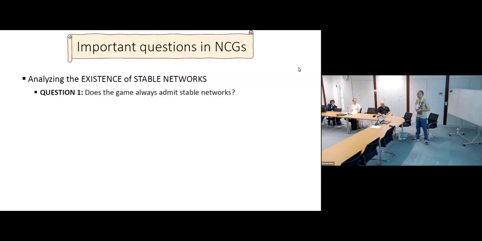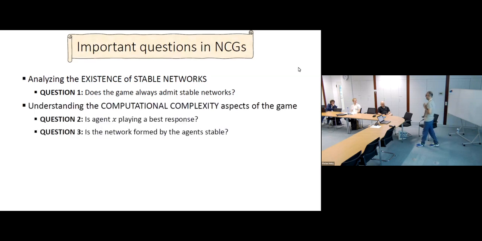The important questions that we would like to address when we study network creation games are the following. First of all, we want to analyze and understand under which conditions the game admits stable networks. Then there are questions related to the computational complexity aspects of the game. In particular, we want to understand whether two decision problems are either polynomial time solvable or NP-hard.